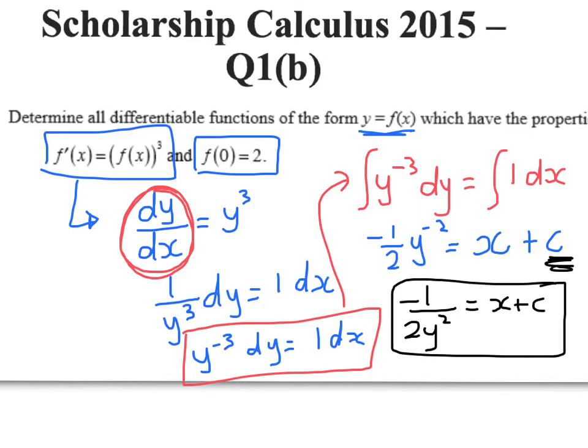That's a general solution. But we know that f of 0 is equal to 2. In other words, the point 0, 2 is on the curve. So we're going to substitute that in now, and I'll do that on the next slide.